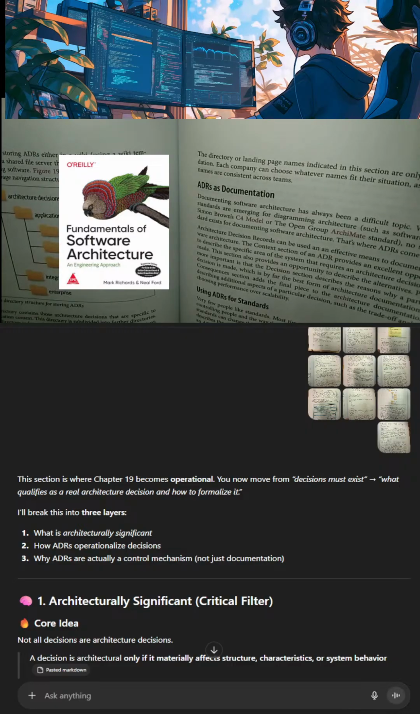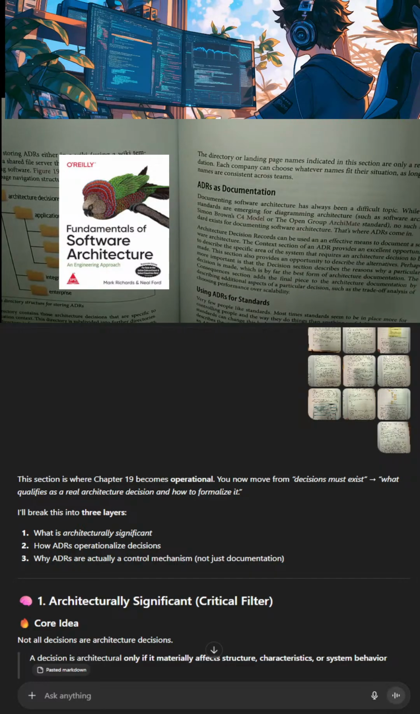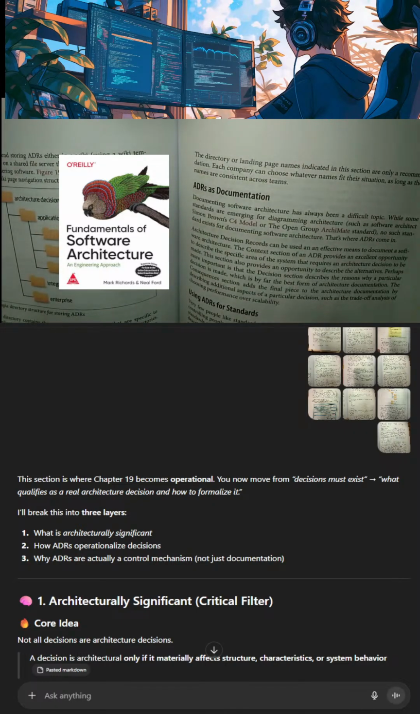ADR documentation. Documenting software architecture has always been a difficult topic. While standards are emerging for the models, such as Simon Brown's C4 model or the Open Group's ArchiMate. C4 model.